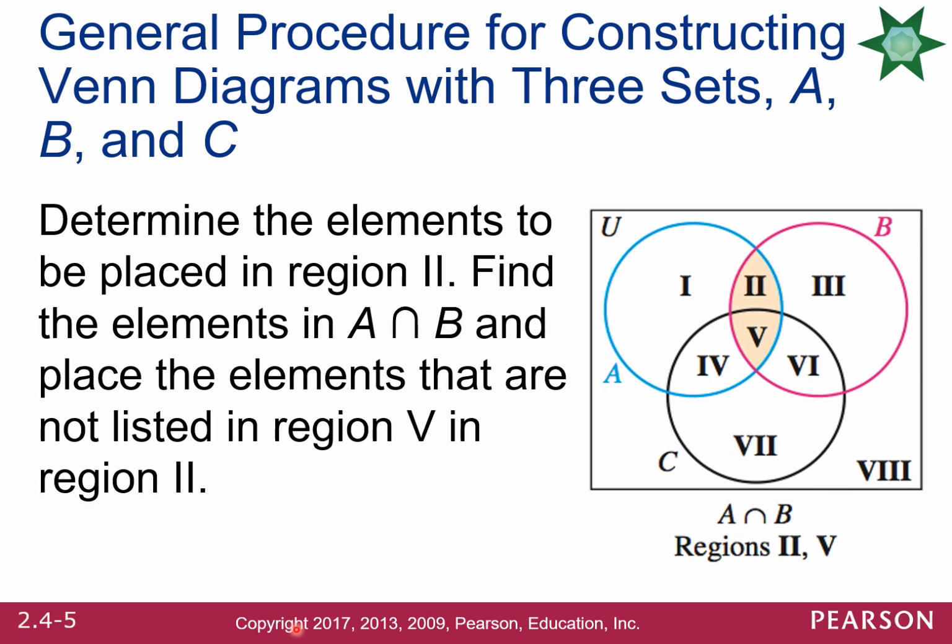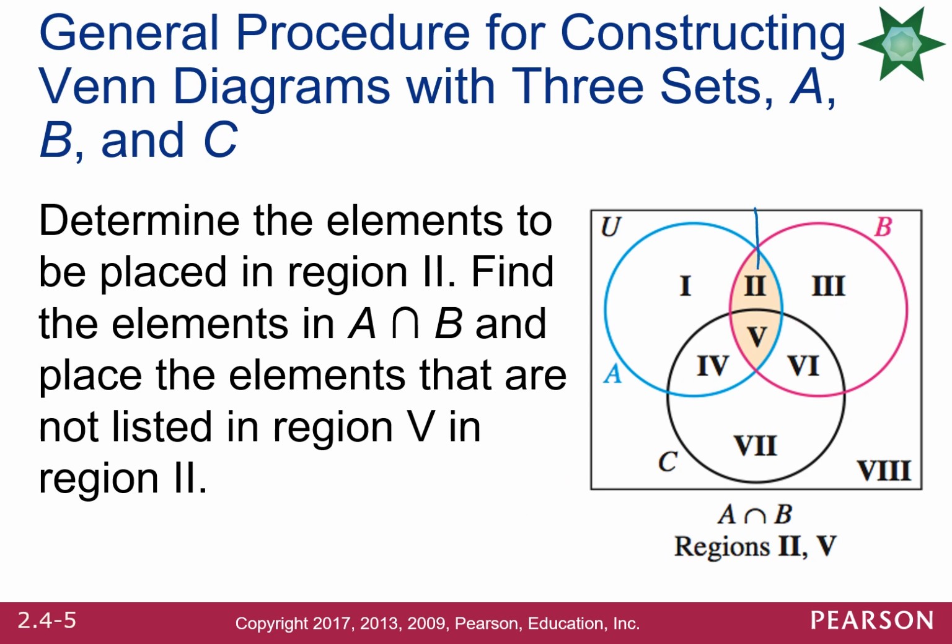Next, we look at region 2. Over here in region 2, it's the pink and the blue arcs that are concave. That means the arc for set A and the arc for set B are the ones that are concave. So this region 2 is going to include all elements that are common to set A and set B.